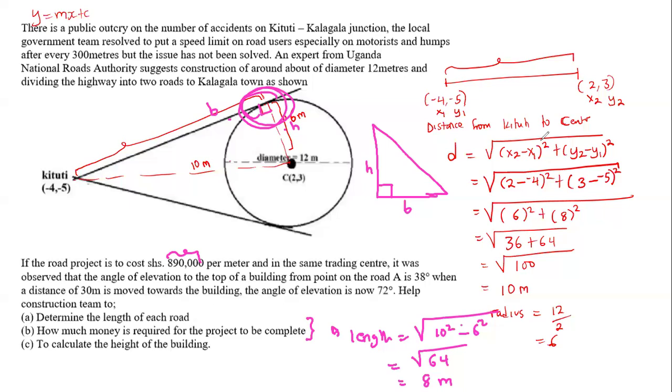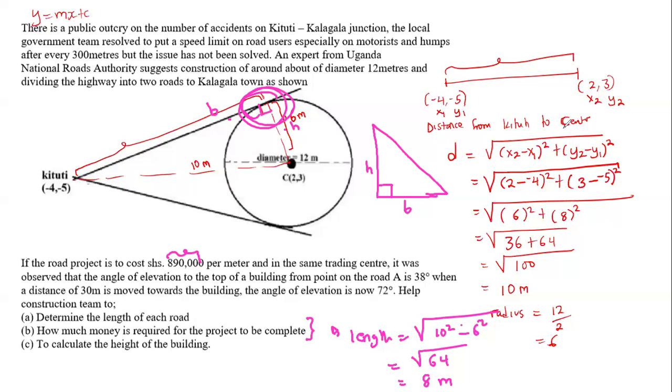Teacher, I'm asking. So take you back. You first find the distance from negative 4, 5, and you use these two points. When you use this point, you go 10 meters, don't you? Here the question is saying to determine the length of each road. There are 2 roads.